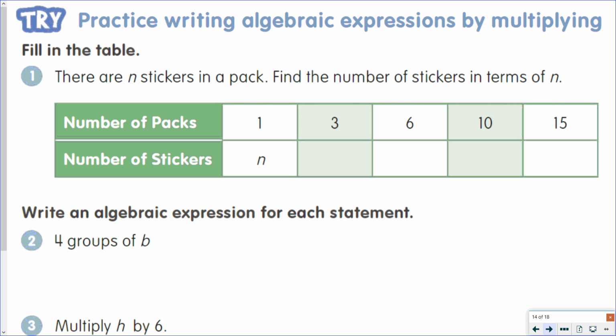So if there are n stickers in a pack, find the number of stickers in terms of n. Well, if there's 1 pack, there'd be n stickers. If there are 3 packs, it would be n times 3. If there are 6 packs, it would be 6 times n. 10 packs would be 10 times n. And 15 packs would be n times 15. So all those are acceptable ways to write your answers.